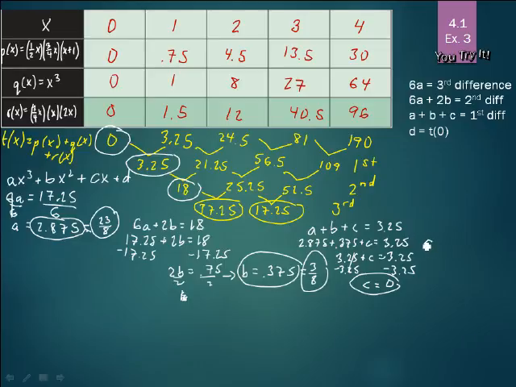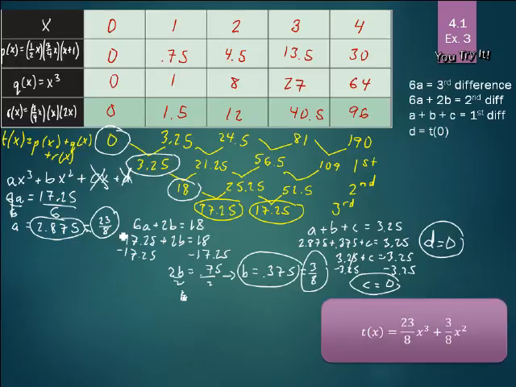So then in our final equation, we know A is going to be, in fraction form, 23 eighths. B will be 3 eighths. C is 0, and so we don't even have to write it. And then D is just 0 as well. So our final answer is T of x equals 23 eighths times x cubed plus 3 eighths times x squared.